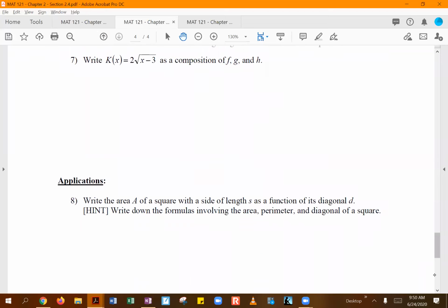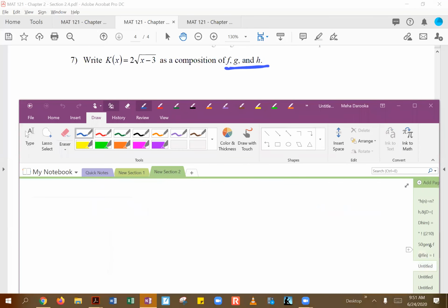So number 7, what they're asking us to do is work backwards. So they're giving us a capital K of x function, which is 2 times square root of x minus 3. And they're asking us to actually break it down into a composition of 3 simple functions. So we actually have to see what kind of operations are happening over here. So let's look at number 7. We have again K of x as 2 times square root of x minus 3. And they're asking us to do this as a composition of 3 functions.